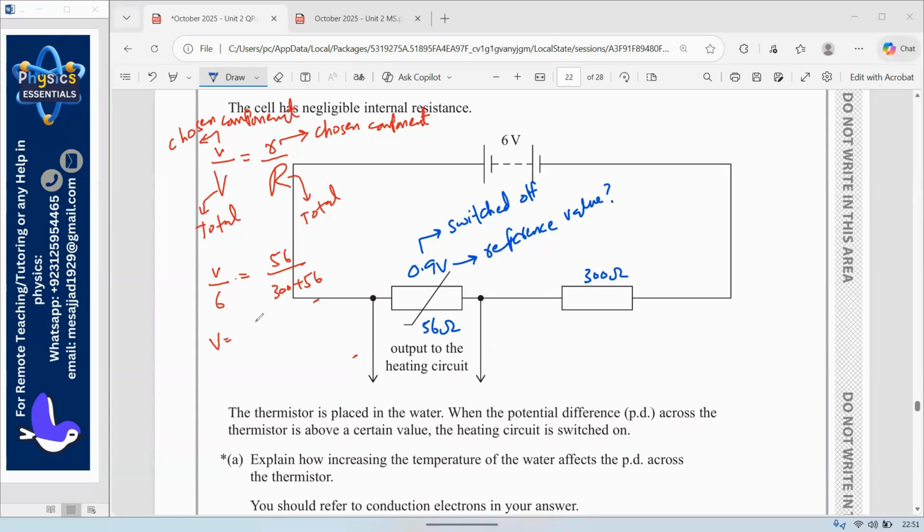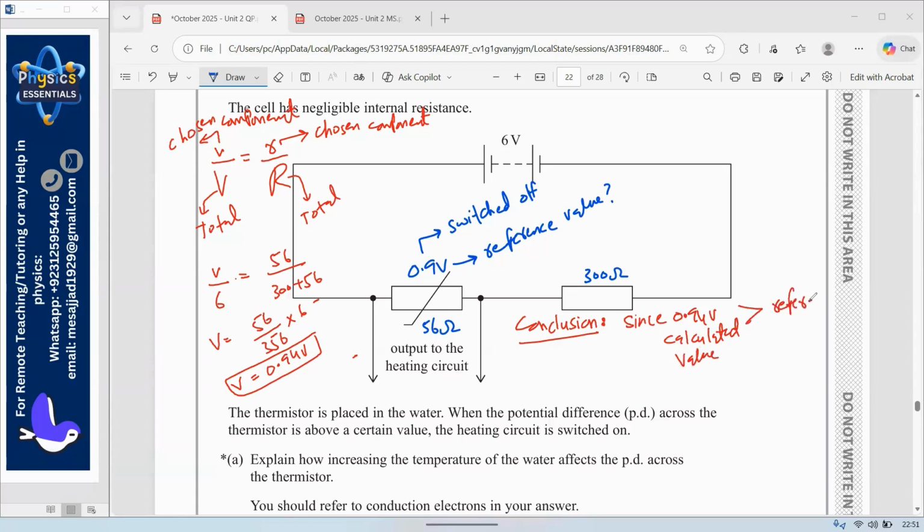So from here, 56 divided by 356 times 6, and if you calculate the value, it is 0.94 volts. Now you can write a conclusion that this 0.94 volt is the calculated value, and it is greater than the reference value, which was 0.9.